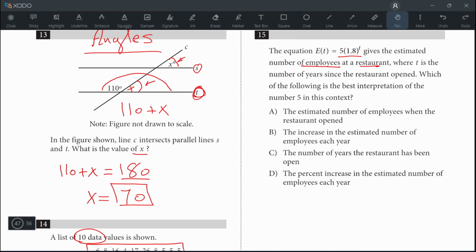And we know that an exponential function is the same as y equal to a multiplied by b to the power of x, where a is the initial value. So as you can see, the number 5 corresponds to a. So 5 is the initial value of employees when the restaurant opened, and that's choice A. So choice A is the correct answer for this question. And this question is examining exponential functions.